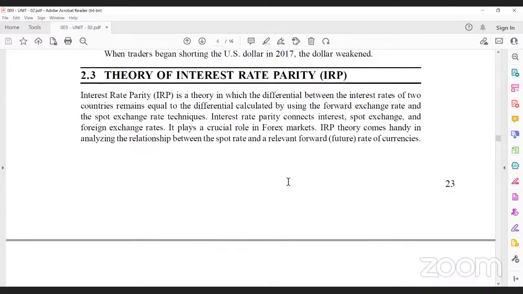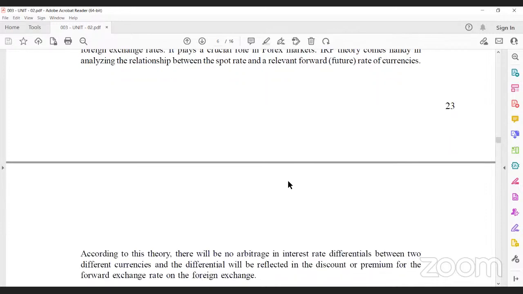So with this, now let's move on to the next theory. That's the theory of interest rate parity, that is IRP. This is a theory in which the differential between interest rates of two countries remains equal to the differential calculated by using the forward exchange rates. Now, IRP plays a very significant role in the forex markets.